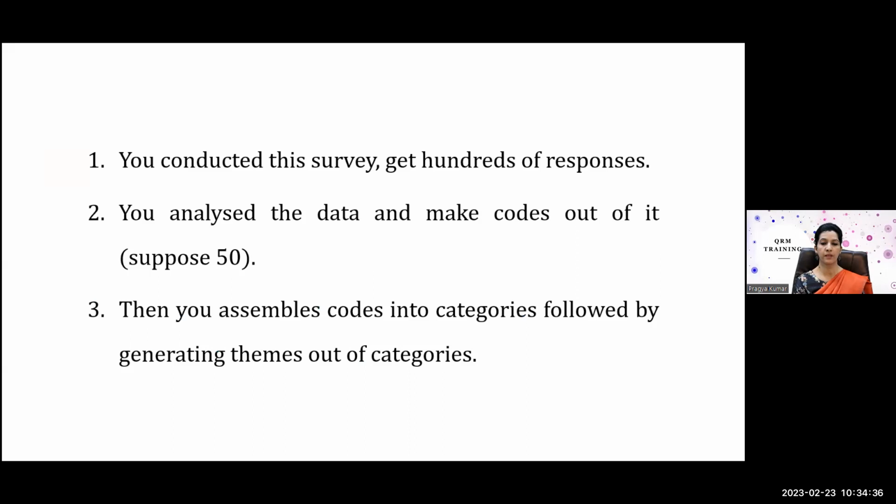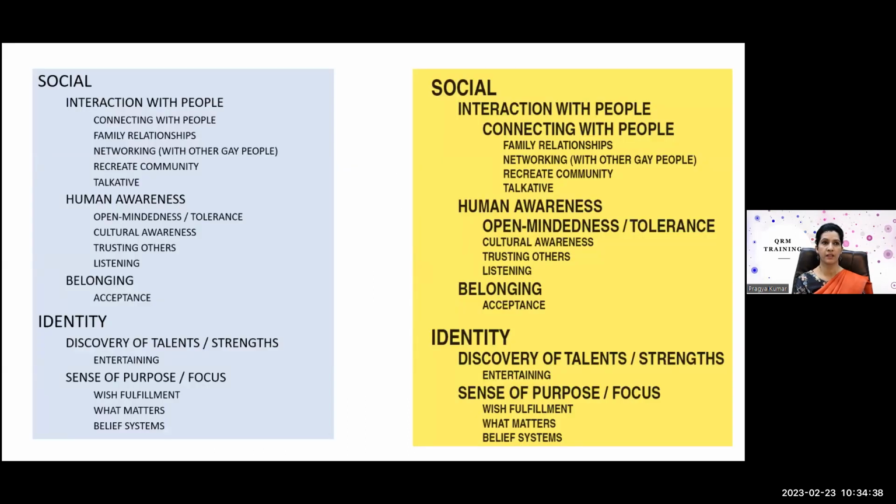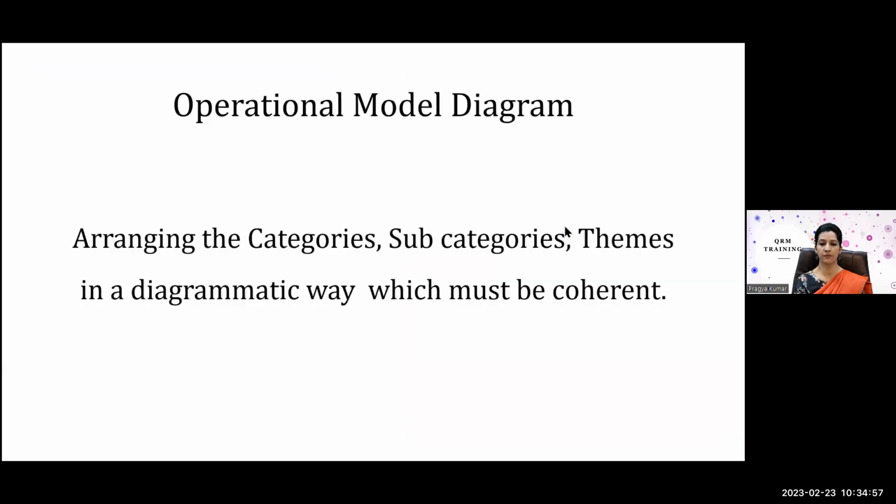So this is a code mapping. You can see we discussed the difference between the first and second. Here we discussed that the size of the font is bigger, because this has come up as a prominent category under the social or the human awareness. And then we discussed the operational model diagram, where you can arrange the category and subcategory in a diagrammatic way.